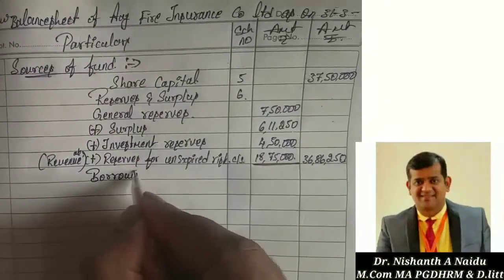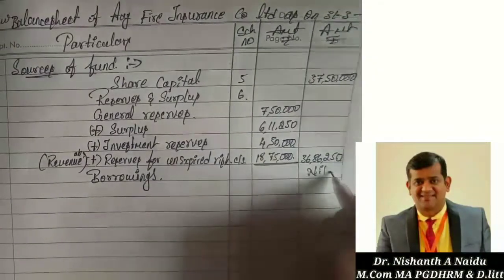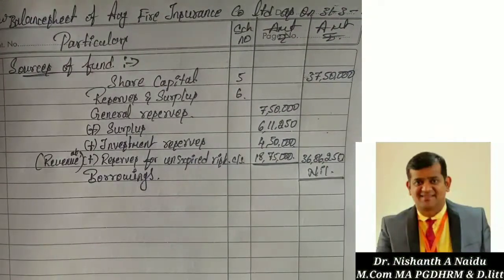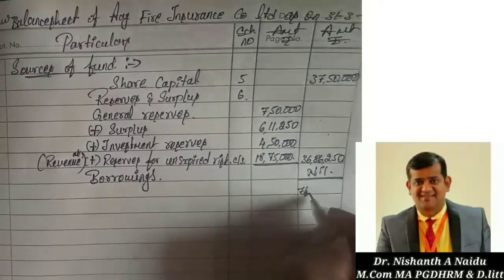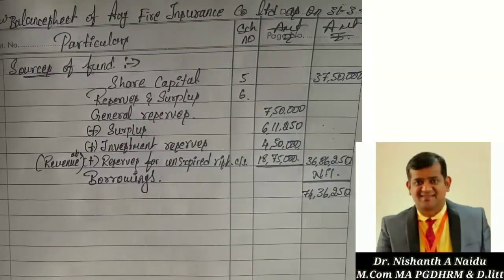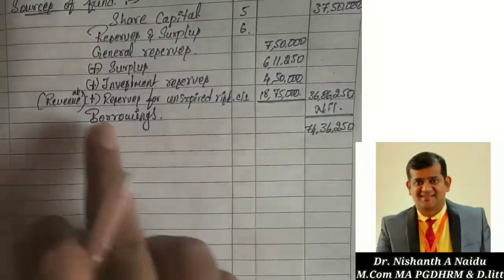So borrowings, check out any borrowings. No. So there is no any borrowing. So I'm marking it as a nil. Now I'm totaling this. That is 37,50,000 plus 36,86,250. 74,36,250 rupees. Okay. So now let me keep it like this. So let us move further.